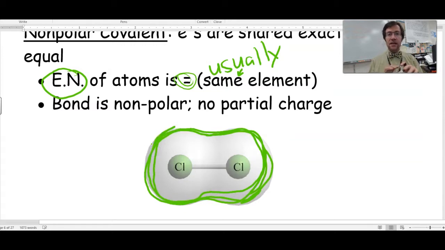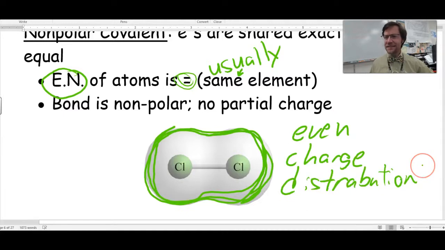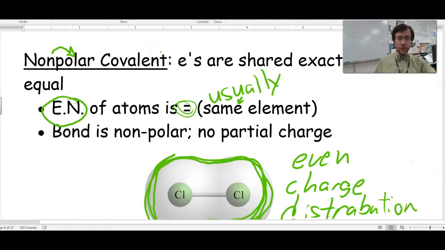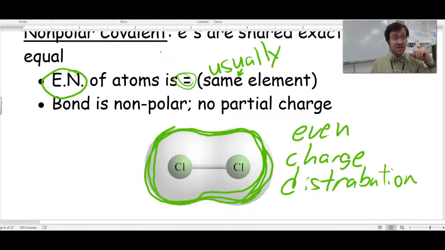The cloud is even on both sides. Did I spell that right? I don't know. Dyslexics untie or something. So that's what nonpolar covalent means. Nonpolar means it's not lopsided, so it's perfectly equal. Covalent, shared. So this means that they're sharing perfectly equal. That's nonpolar covalent. That's it. And that's all there is to that one.